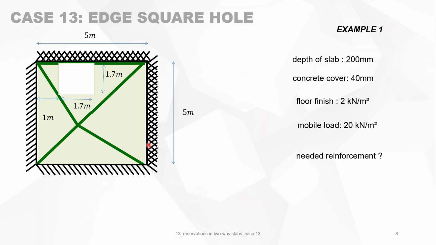First example, you got a rectangular slab with a reservation in it of 1.7 by 1.7. The load is 20 kilonewton per square meter, and floor finish is 2 kilonewton per square meter, and we want to calculate the needed reinforcement. The load in ULS is 1.35 times permanent load plus 1.5 times mobile load. It gives you 39.45 kilonewton per square meter in ultimate limit.